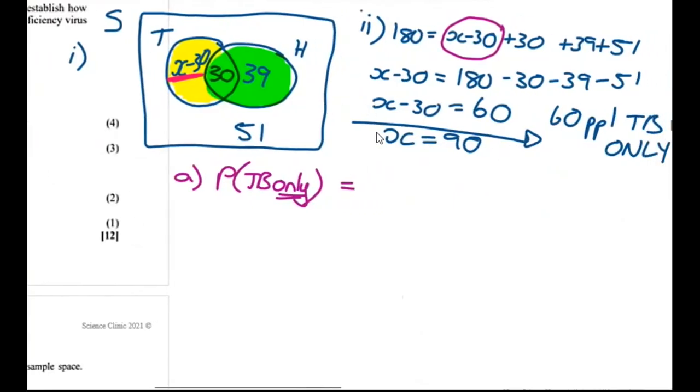Great. Okay, guys, so yes, we've got 60 people with TB over total people in my sample, which was 180. And yes, it does simplify to 1/3.